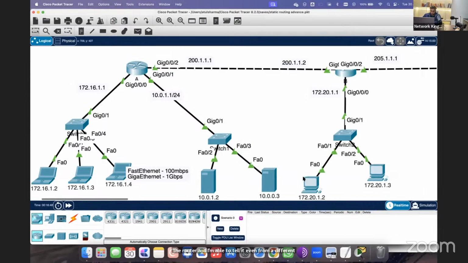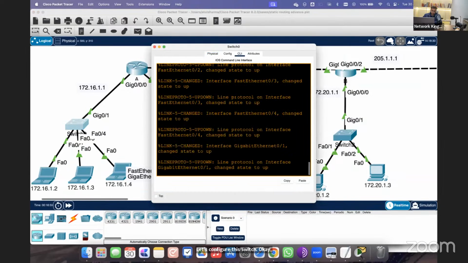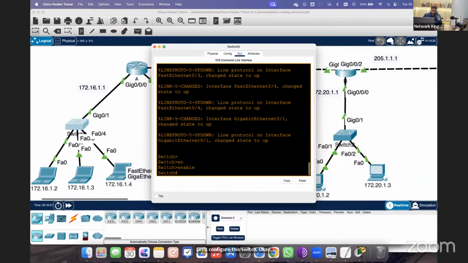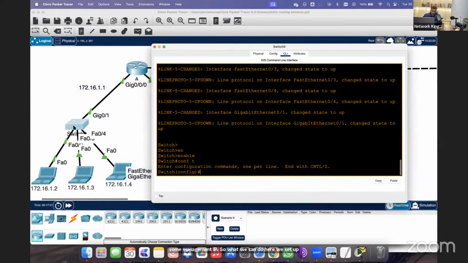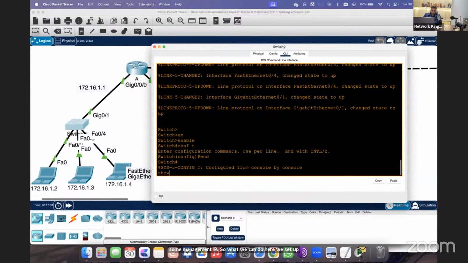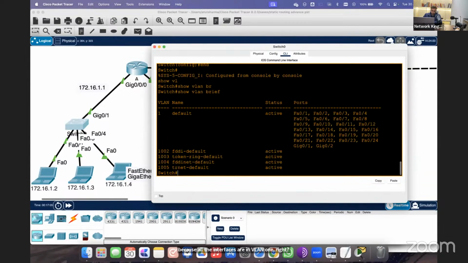Okay. Now, from this computer I am able to telnet this. Let's configure this switch. This switch needs a management IP. All the interfaces are in VLAN 1, right? You can say show VLAN brief. So all my interfaces are in VLAN 1.